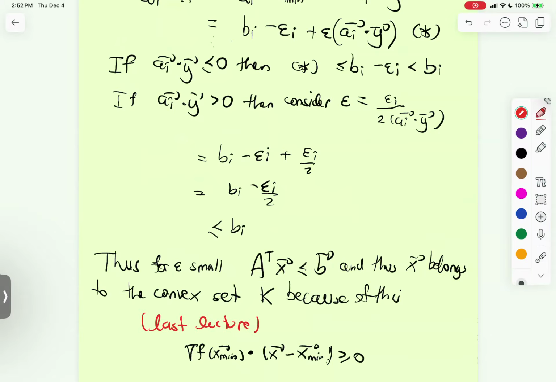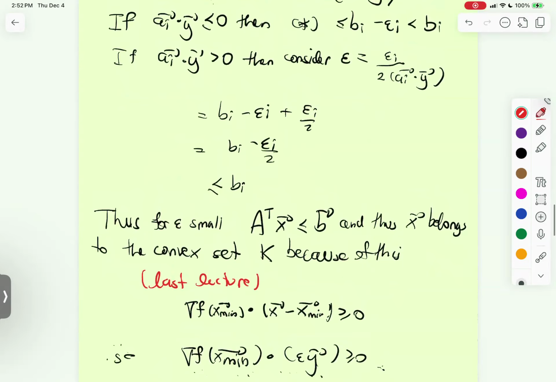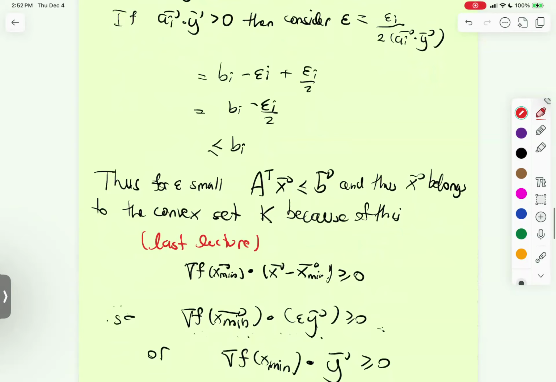But what is x minus x min? If you just look at the formula, x minus x min was this thing that I'm calling epsilon y. If you look at the definition, x was x min plus epsilon y. Epsilon is a positive number, so you can divide both sides by it and keep the inequality. So that means the gradient dot y should be greater or equal to 0.